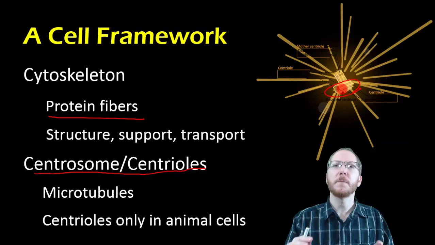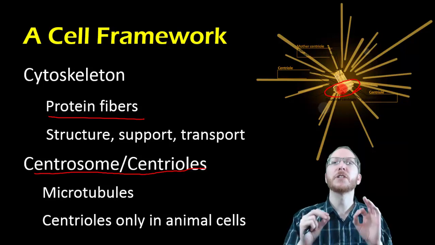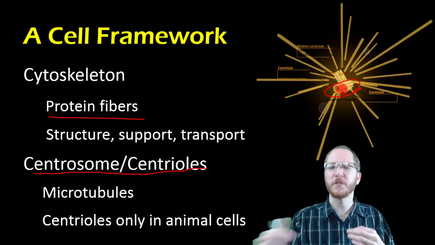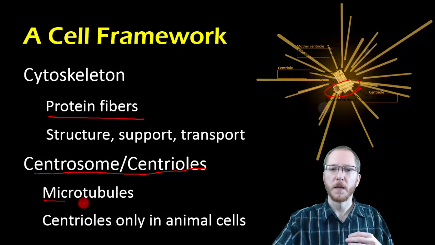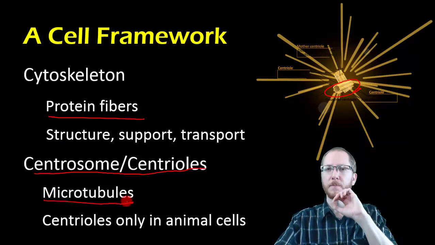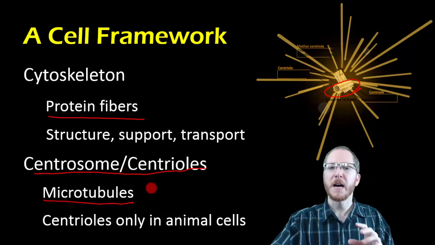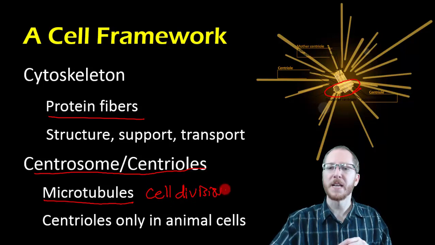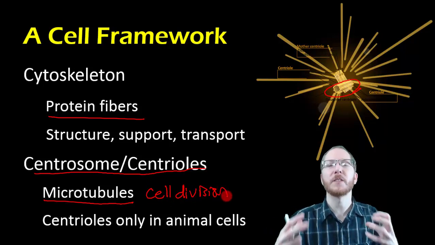Now, these guys are going to be responsible for making a particular type of protein fiber that's part of the cytoskeleton called a microtubule, because they're these little hollow tubes. And these guys will be vital later on when we start talking about cell division. These will be some of the guys that help organize and move chromosomes to allow cell division to occur.